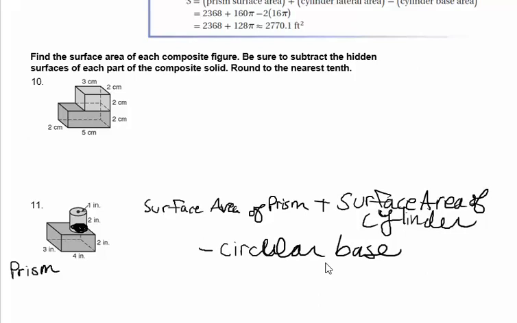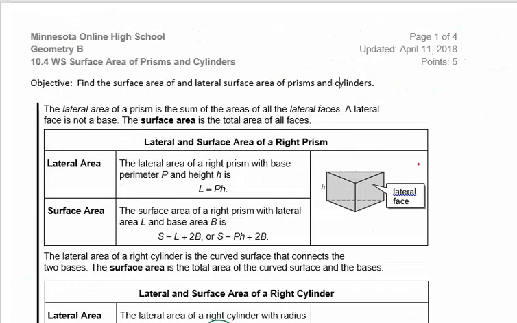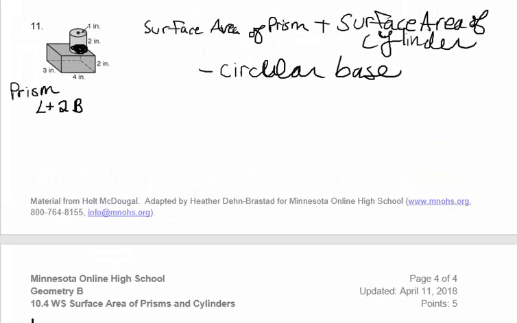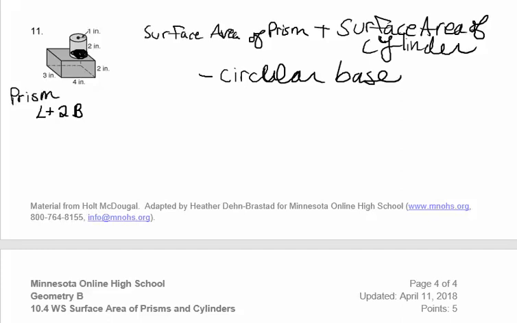Surface area for a prism is found by taking the lateral area plus 2 times the area of the base. And the lateral area of a prism is found, here are our formulas again, with the perimeter times the height. So I need the perimeter of the base times the height of the prism, plus 2 times the area of the base. That's what this means. This is all going to equal the surface area.